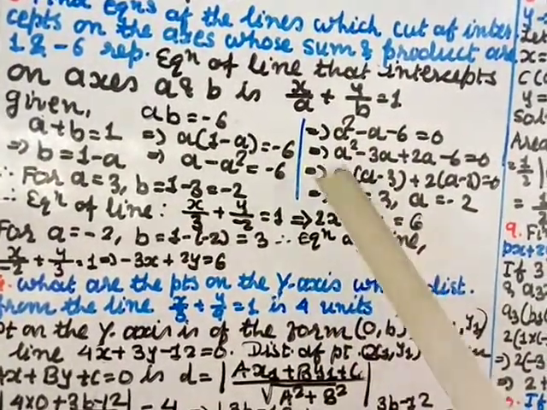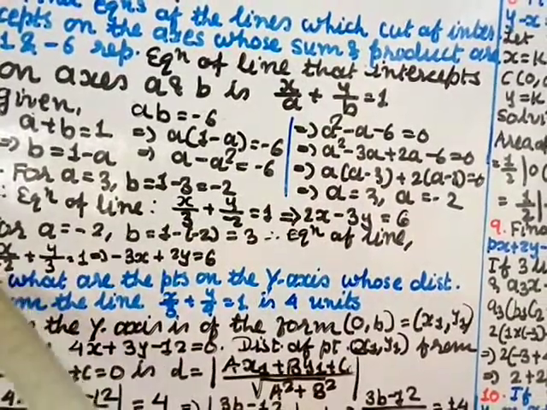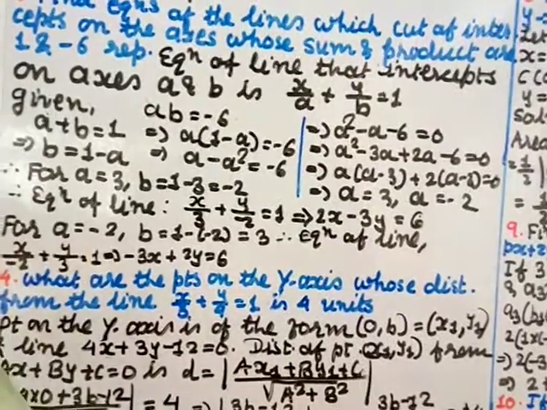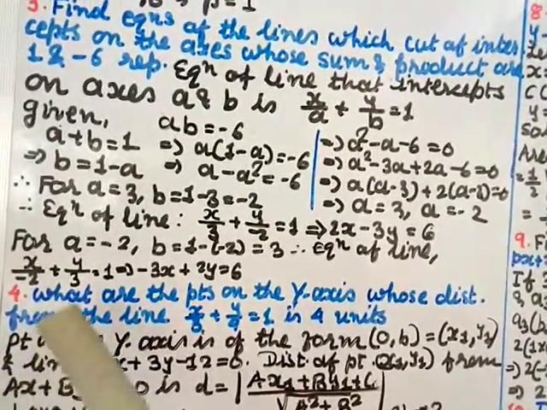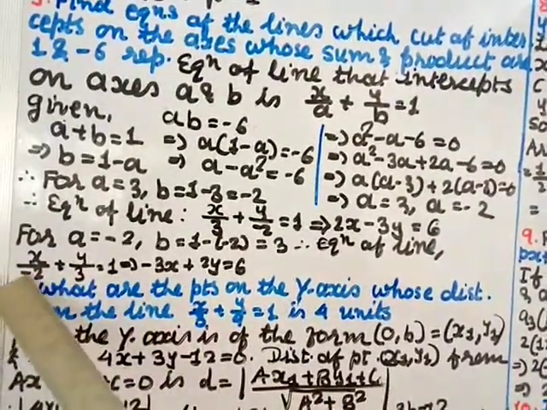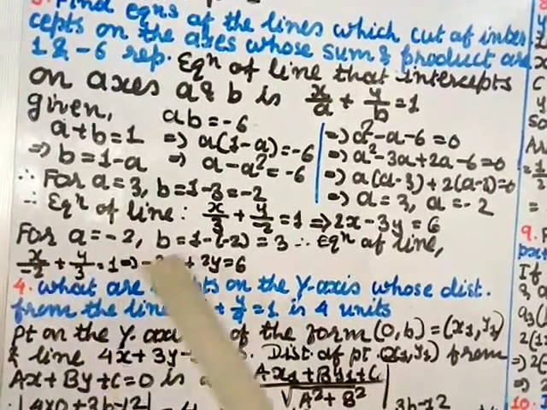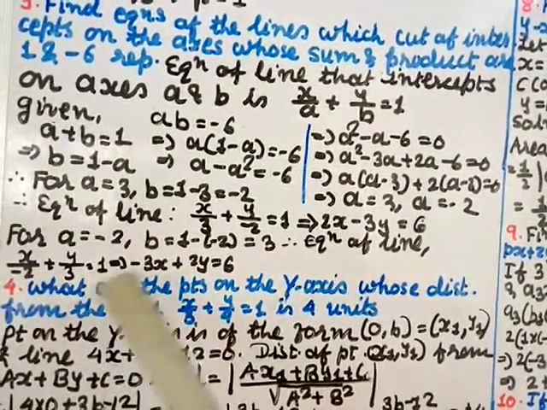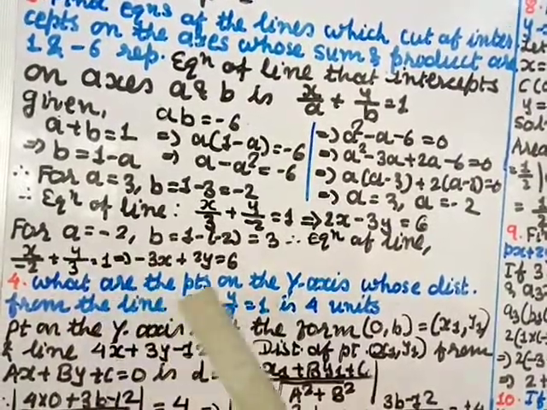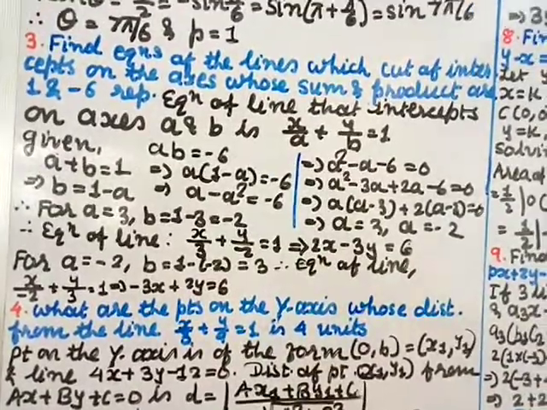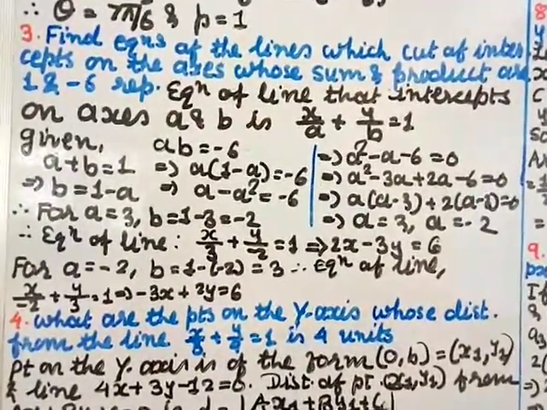So for the equation of the line, the A value I am putting as minus 2, plus y by the B value 3, equals 1. Again the LCM is 6. So multiply here by 3, but here negative is there, so minus 3x. And here multiply by 2, so 2y, divided by the LCM, which is 6. That you transfer over here and multiply with 1. So you get 6. Okay, so these are the two equations of line with the given conditions.